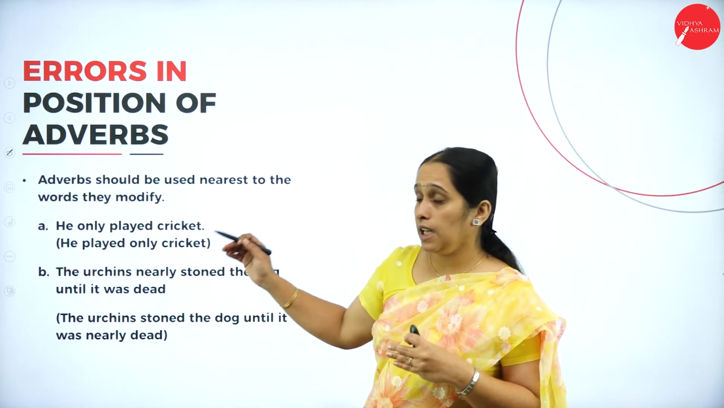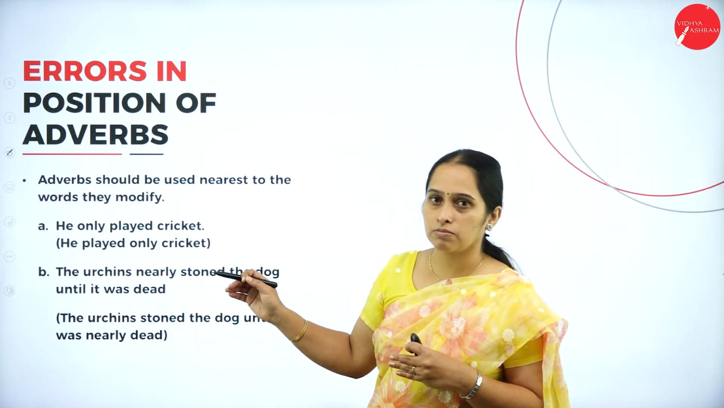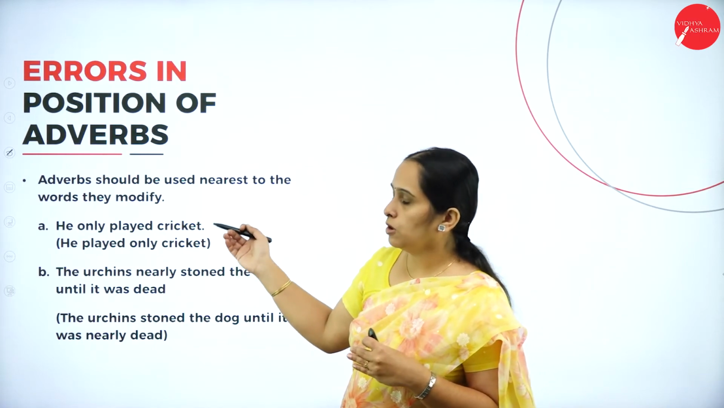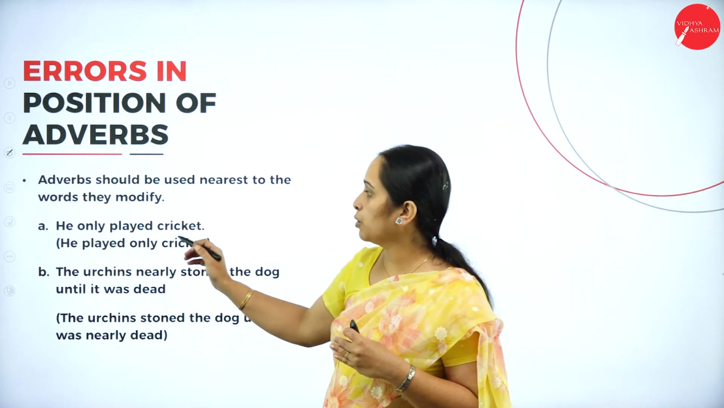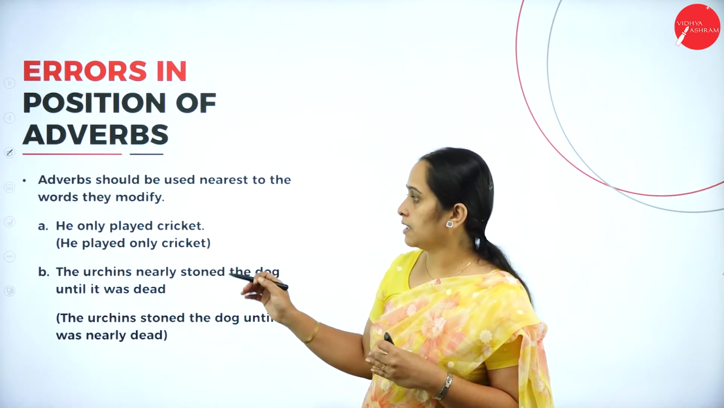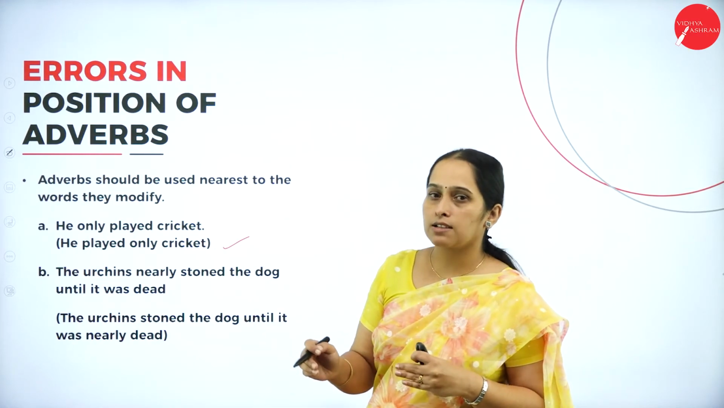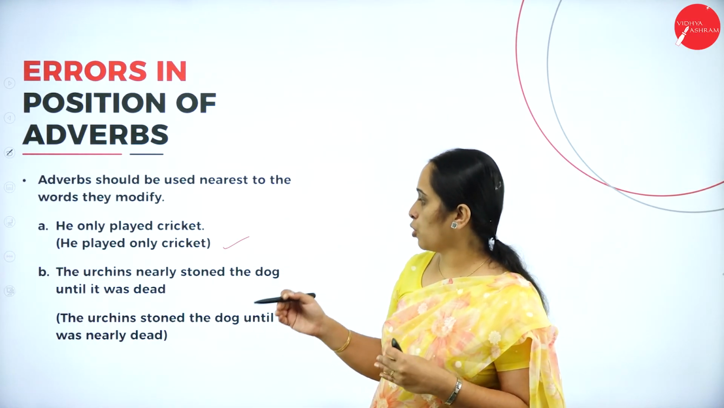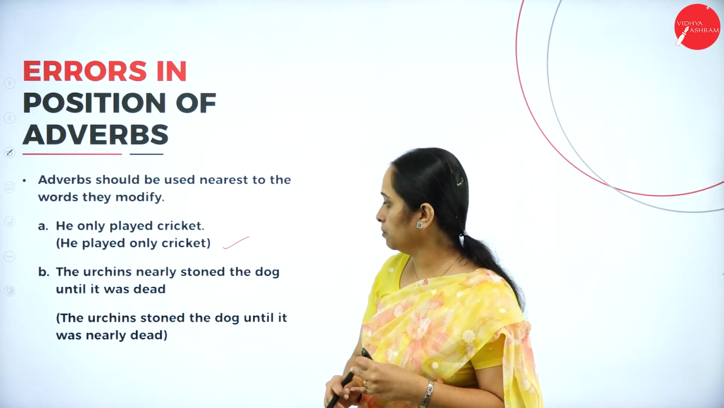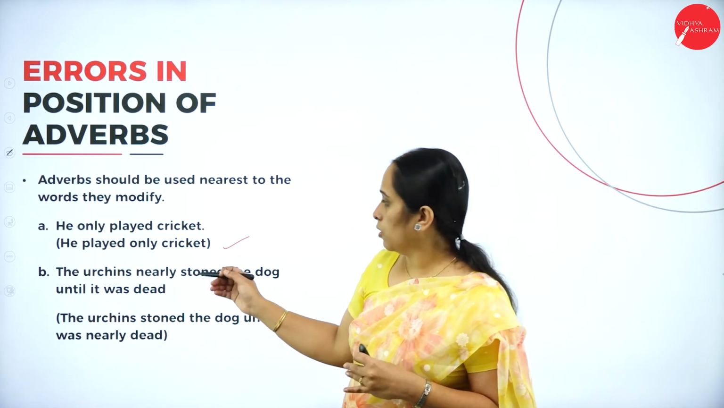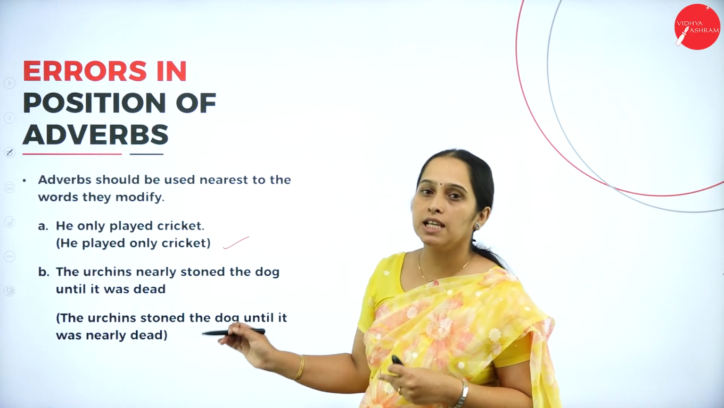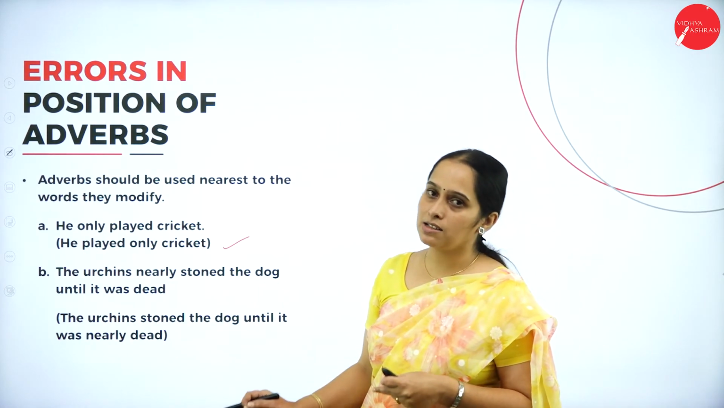For example, he only played cricket. Okay? The correct sentence is he played only cricket. This is the correct sentence. Next, the urchins nearly stoned the dog until it was dead. So here nearly is the adverb. The correct sentence is the urchins stoned the dog until it was nearly dead.